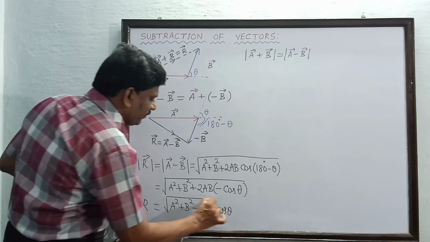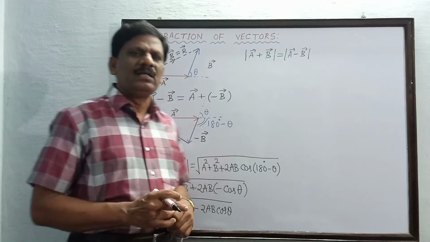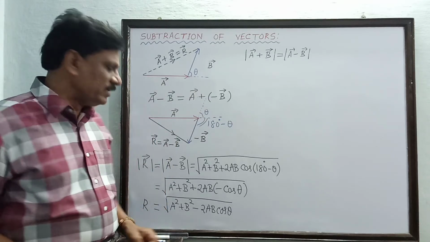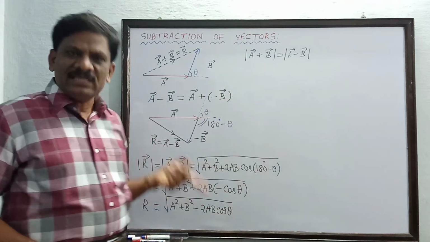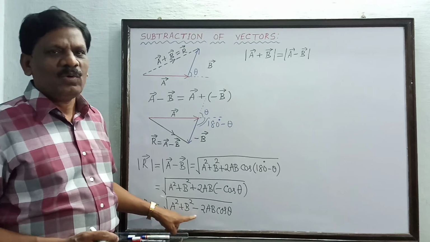Now already we have derived it in triangle law and parallelogram law. The modulus of a plus b vector we have studied. That was equal to how much? Square root of a square plus b square plus 2ab cos theta. Since it is subtraction of vector, here we are getting a minus term. Keep it in mind. Okay.